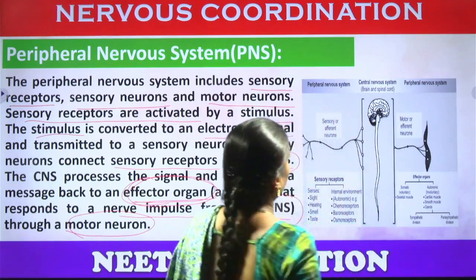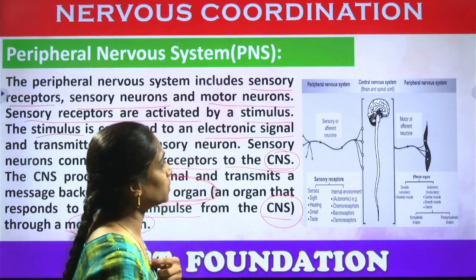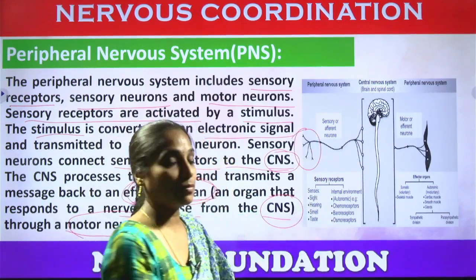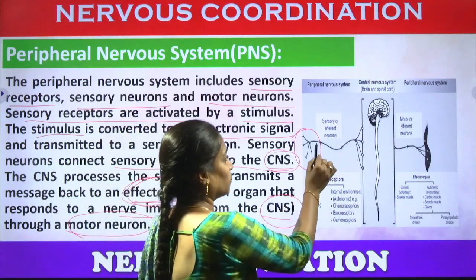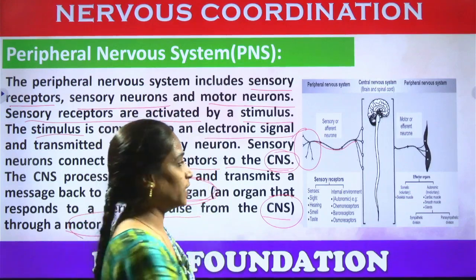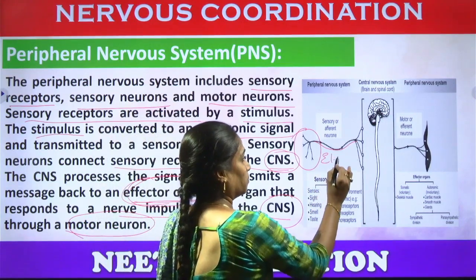Let us see in the picture what is given. The peripheral nervous system is receiving through the receptors and sending the message by generating the impulse called an electrical impulse.